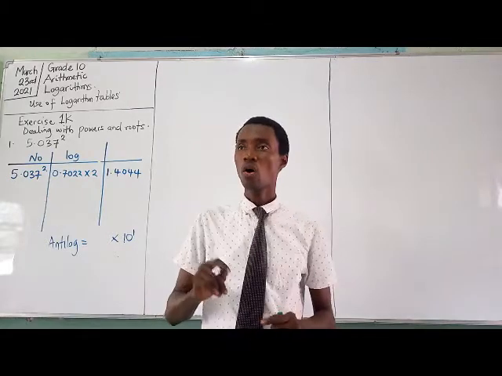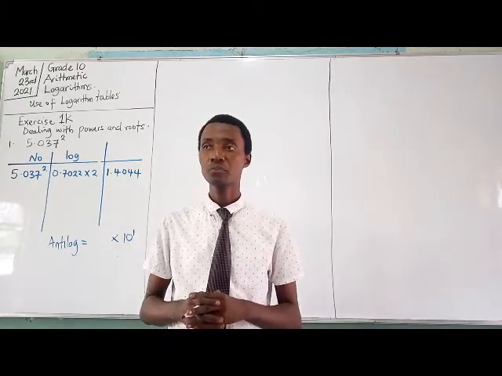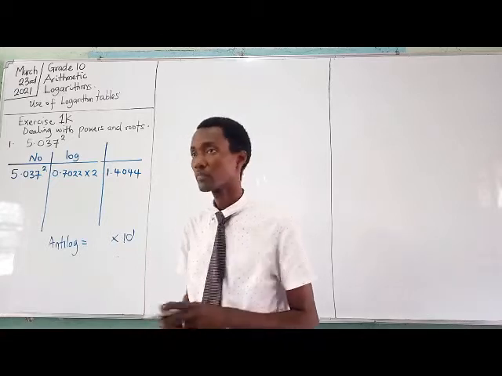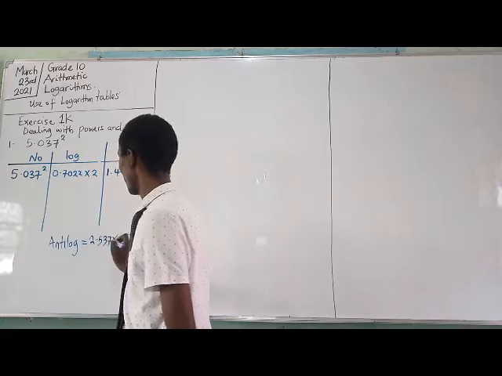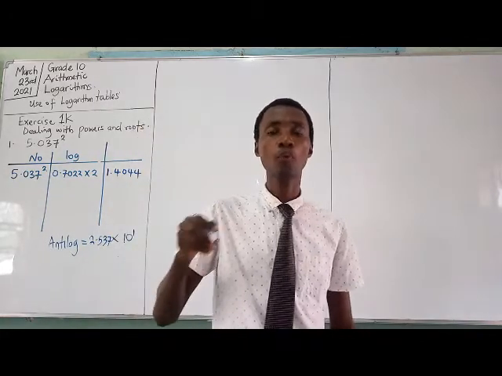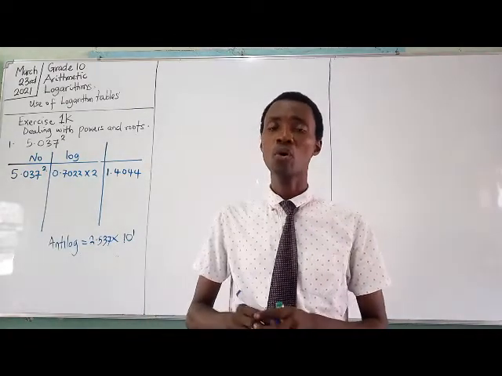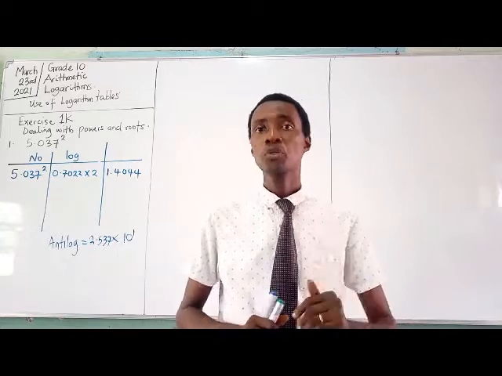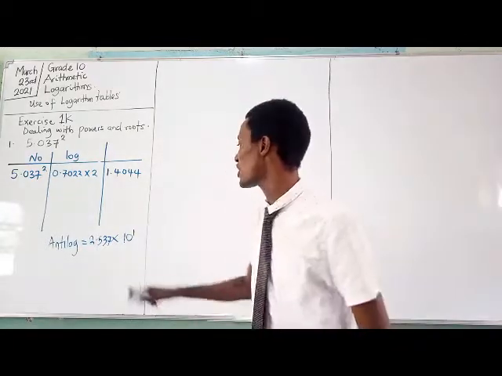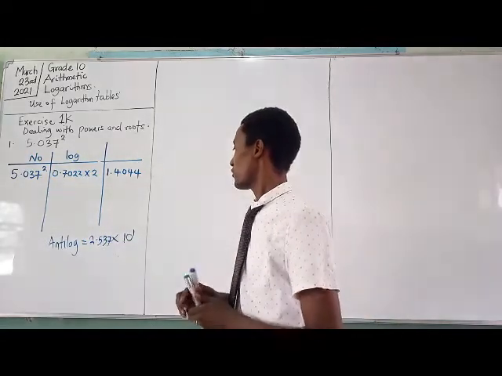40 under 4 difference 4. What does that give you? Okay, that's 2.537. Notice the readout was 2.537. When you're doing your readout from your anti-log table, the answer is always a unit decimal. That's why you're hearing 2.537.